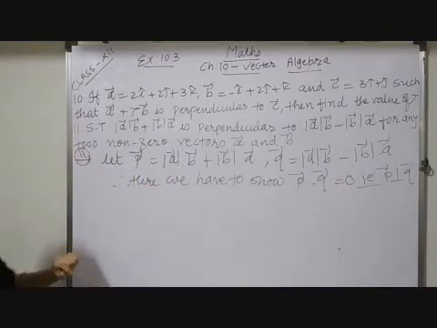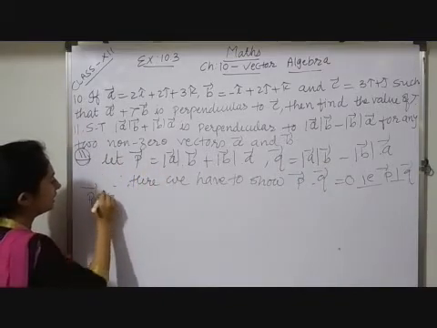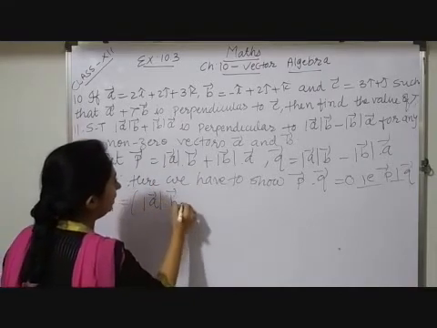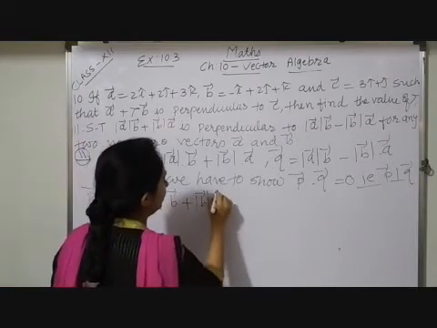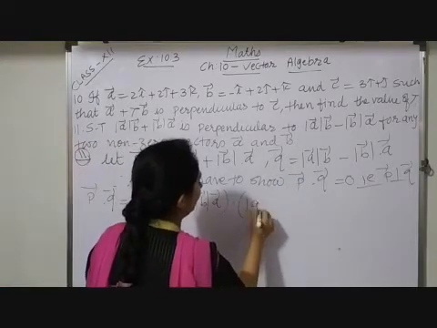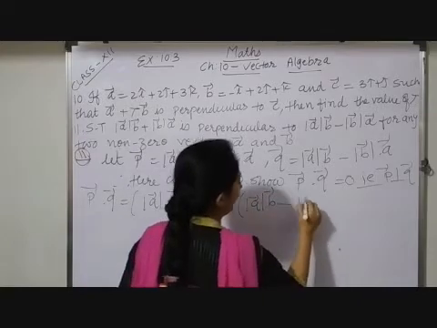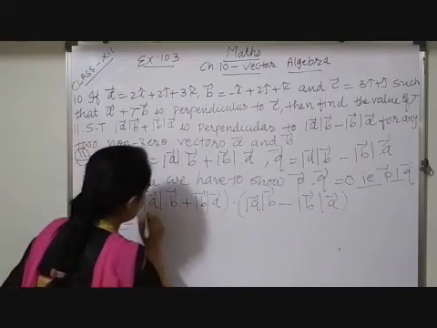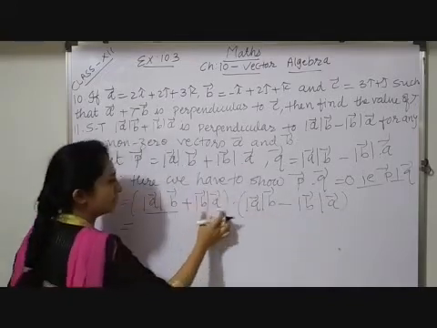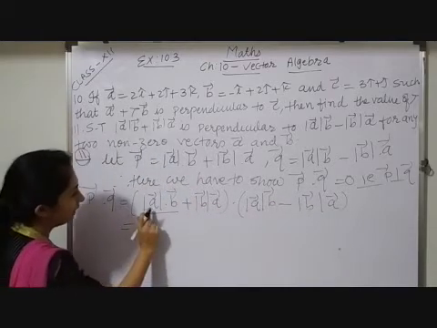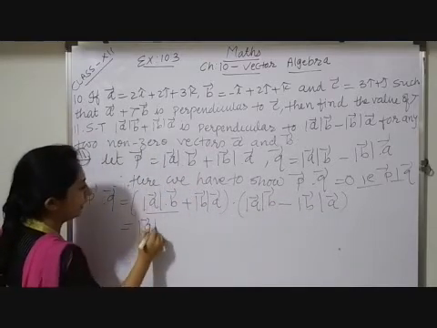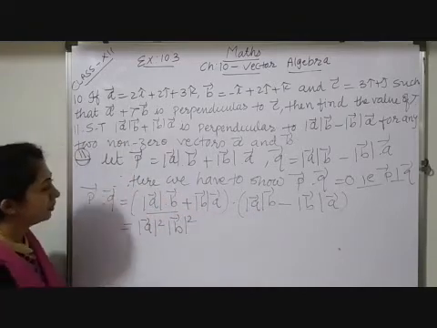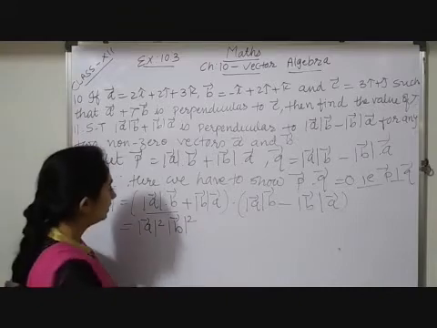So first of all we'll do its dot product. Vector P dot vector Q equals, P vector is this one, magnitude of A dot B plus magnitude of B into A, dot this vector, magnitude of A into B minus magnitude of B vector A. Now the dot product: gradually, first with this whole bracket, then the second with this whole bracket. So A into A is magnitude of A square, B into B is magnitude of B square, since B dot B we know is the magnitude of that vector squared.